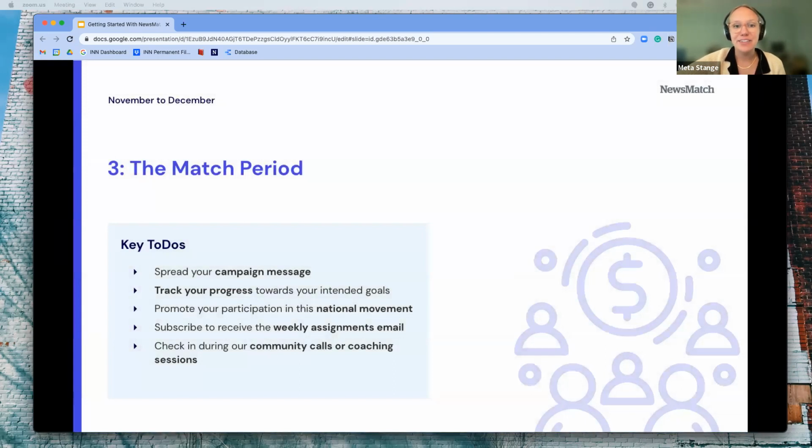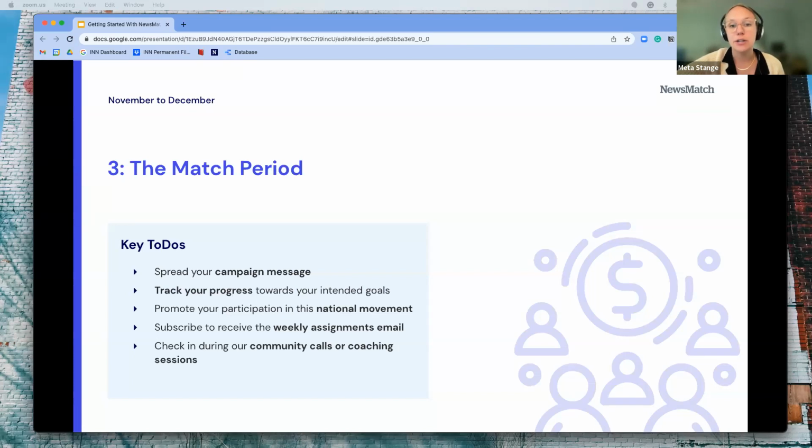So the third stage is the match period itself, which, to be honest, is going to be a bit of a blur. This is when you'll be pushing hard for support and really reaching out to those listeners and readers to support your organization. So first, you're going to want to spread your campaign message. So NewsMatch will develop a campaign theme, which will be tied to INN's overarching messaging, which this year is Who's Your Source? And that is really anchored around sharing the value of nonprofit journalism and making that case.